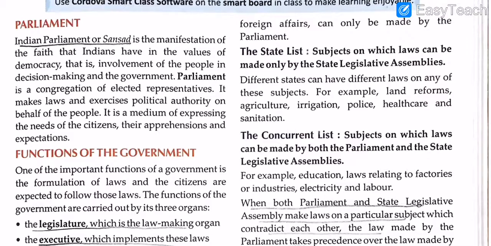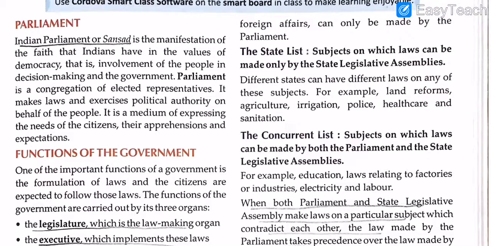So to start off with, Parliament. The Indian Parliament, or Sansad as we call it, is the main manifestation of the faith that Indians have in the values of democracy. That is, involvement of the people in decision making and government, of course. The parliament is a congregation of elected representatives. It makes laws and exercises political authorities on behalf of the people. It is a medium of expressing the needs of the citizens, their apprehensions and expectations.